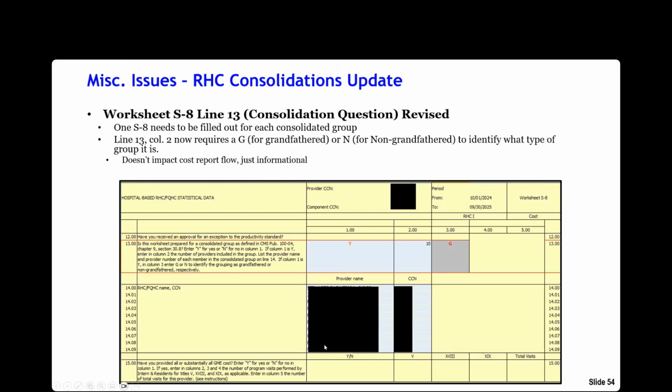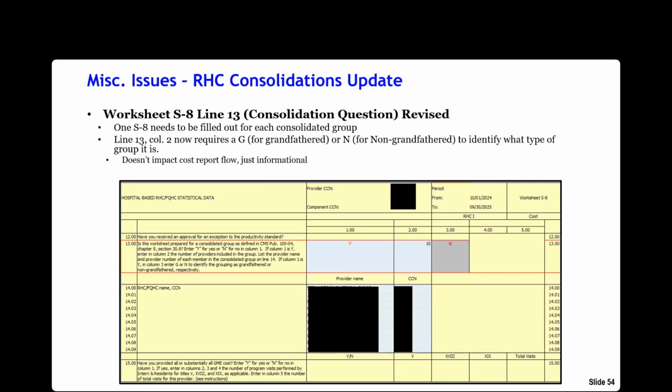It's the control worksheet. If they are consolidated, then there's a new indicator here, whether it's G or N. N is non-grandfathered. And again, you'd list out all your non-grandfathered RHCs here. If you had another group of grandfathered, you'd have a separate worksheet S8. You'd answer G in that case because it's grandfathered, and you'd list all your grandfathered RHCs out. Those are the ones that had a base year in 2020.